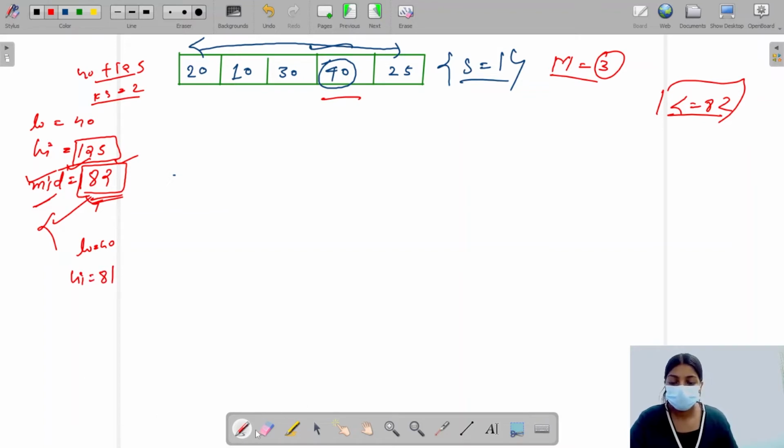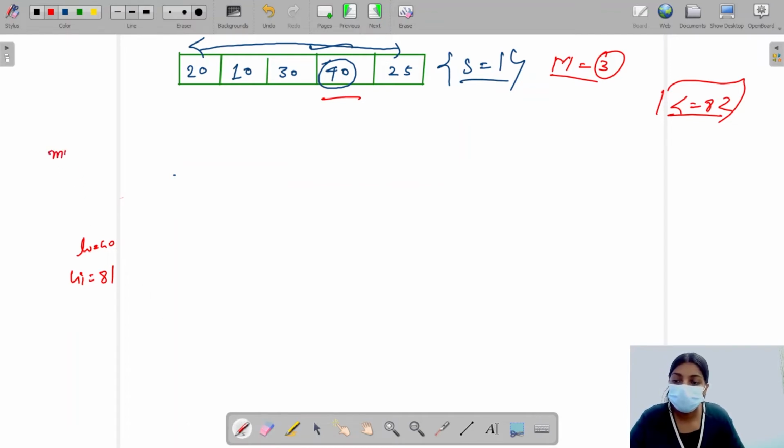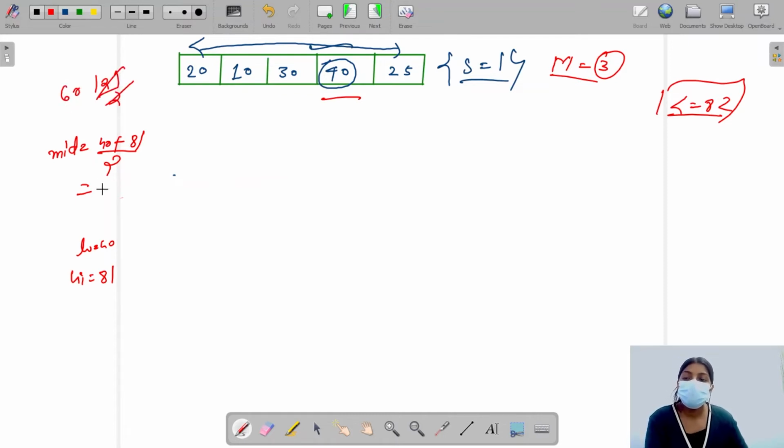Now I again calculate my mid. I again calculate the load that I should give to my student. Like again I set a target that my student should be able to read this many pages of books. So 81 plus 40 is equal to 121, divided by 2, which is equal to 60. All right, so my load here now is 60.